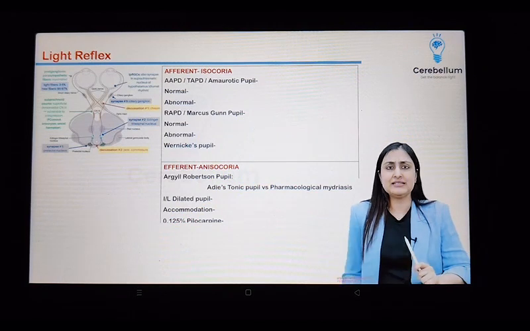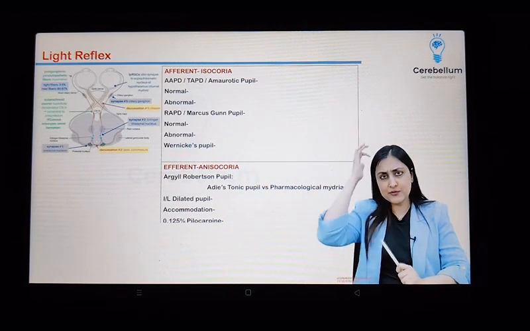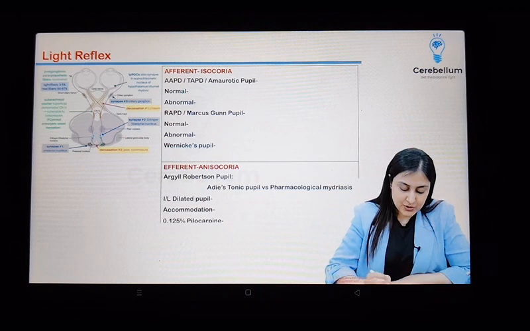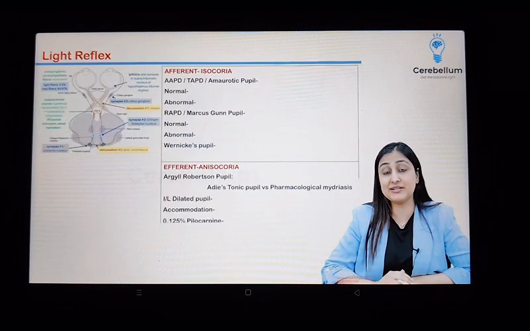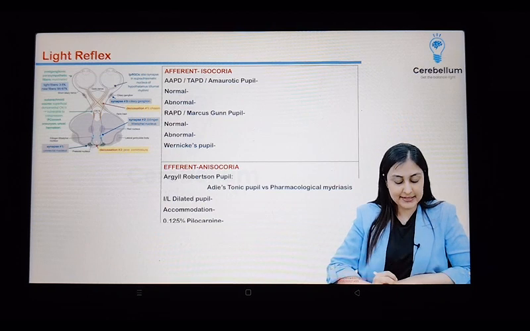Not very frequently tested, but this is just concepts. If you understand, you will not get this wrong, alright? So how the light pathway basically goes is something that you should understand first, and then all of these difficult sounding names will become slightly easier.